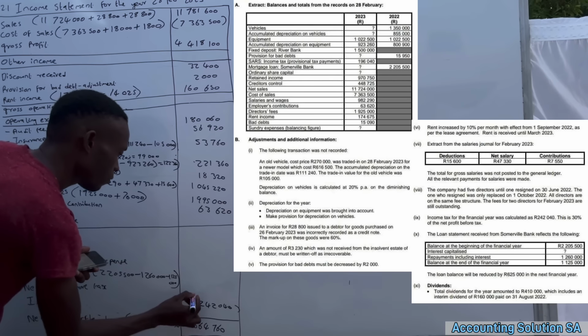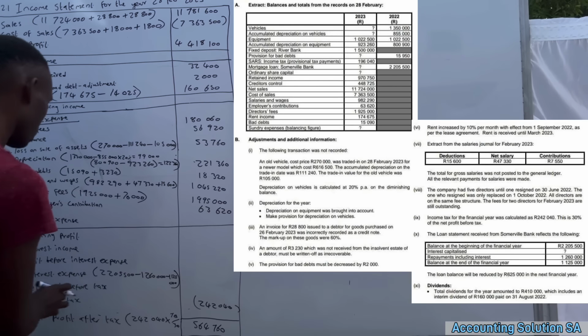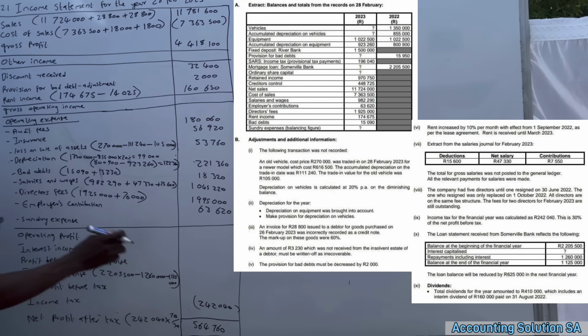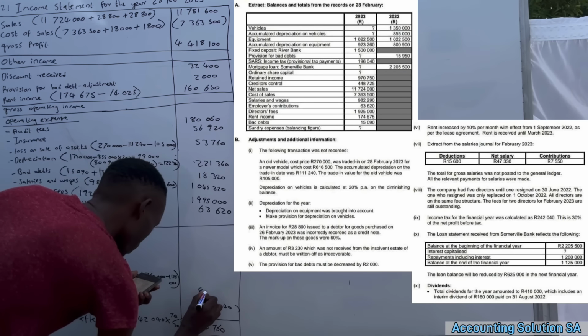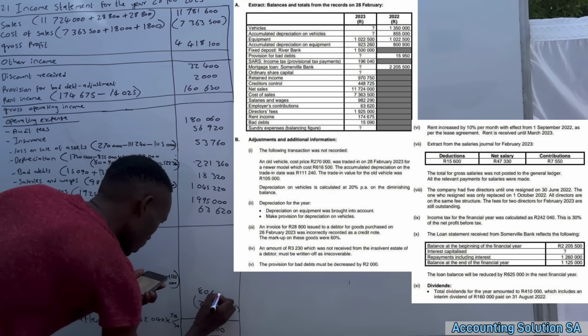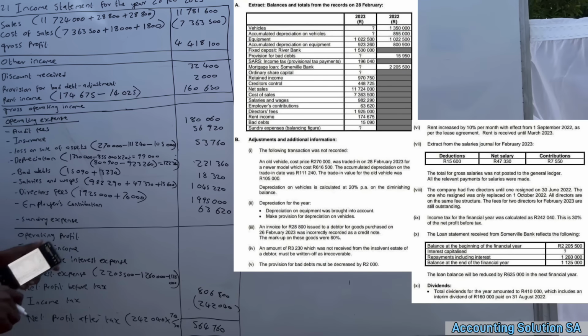Then for before tax, we just add these two, and we're going to get profit before tax of an amount of 806,800. All right, then interest expense.